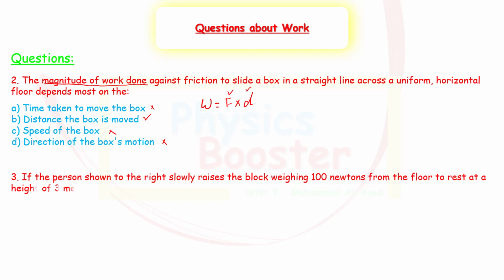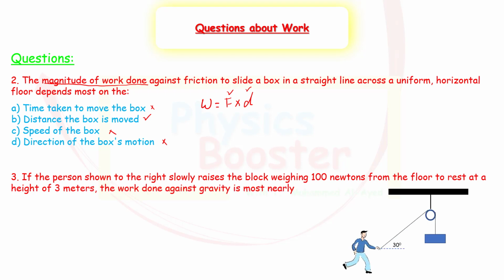Next question. If the person shown on the right slowly raises the box weighing 100 newtons, again, the box is weighing 100 newtons, from the floor to rest at a height of 3 meters, the work done against gravity is most nearly 30, 50, 150, 300. Okay, let's think of it as follows. This is our box.